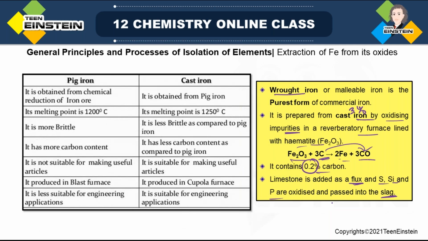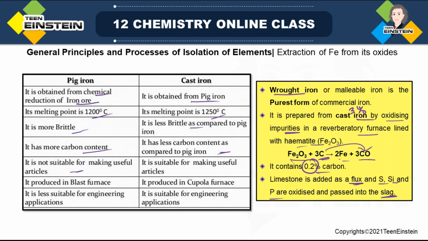Now we will see some points of difference between pig iron and cast iron. Pig iron is obtained from chemical reduction of iron ore, which we do in the blast furnace. But cast iron we get from pig iron. So first pig iron, then cast iron. Pig iron's melting point is 1200 degrees centigrade, which is to some extent high. Cast iron is less brittle as compared to pig iron. Pig iron has more carbon content, 4%, but cast iron has 3%.